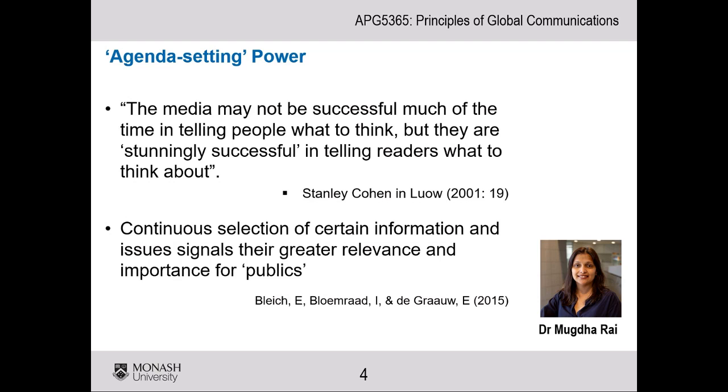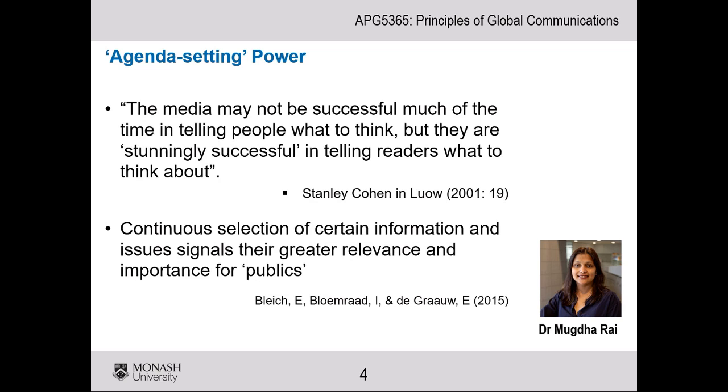As Stanley Cohen famously said, the media may not be successful much of the time in telling people what to think, but they are stunningly successful in telling readers what to think about. So the point Cohen is really making there is that through their repetitive and continuous coverage and attention given to particular issues, the media have a powerful role in shaping our understanding of what we should be thinking about, of what is important, what are the issues we should be talking about. And this is really the agenda setting power that they are referring to.